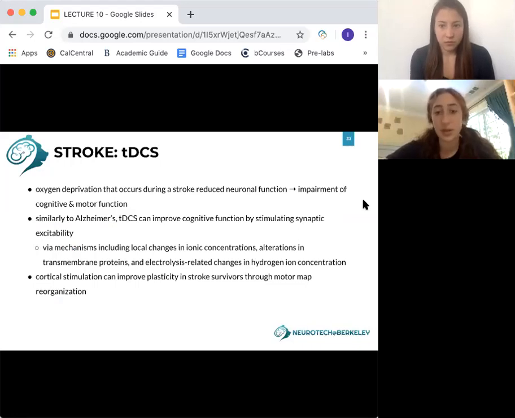So the method that we use to target strokes is TDCS. We know that strokes are caused by oxygen deprivation, which reduces neuronal functioning. This can lead to motor and cognitive impairments. So increasing synaptic excitability with TDCS can relieve these impairments and improve plasticity in the brain. Some of the proposed mechanisms through which this occurs are local changes in ionic concentration, alterations in transmembrane proteins, and electrolysis-related changes in hydrogen ion concentration.